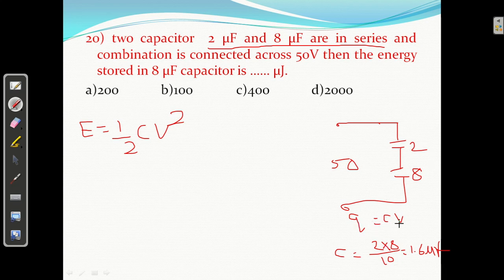So Q equal to CV, 1.6 into V, how much, 50. 1.6 into 50, that is 80 microcoulomb, right? So you are getting C first, so Q equal to CV, 80 microcoulomb.